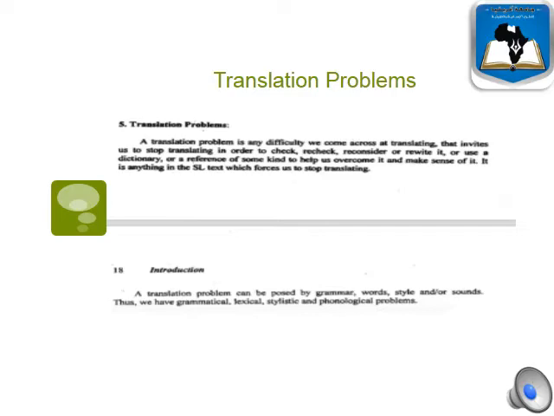Dictionaries are different. Or rewrite it. Sometimes the structure is different. You may write with a certain structure, and then after you read it again and again, you think your structure may need a modification, or use a dictionary or reference of some kind to help us overcome it and make sense of it. It's anything in the source language text which forces us to stop translating.